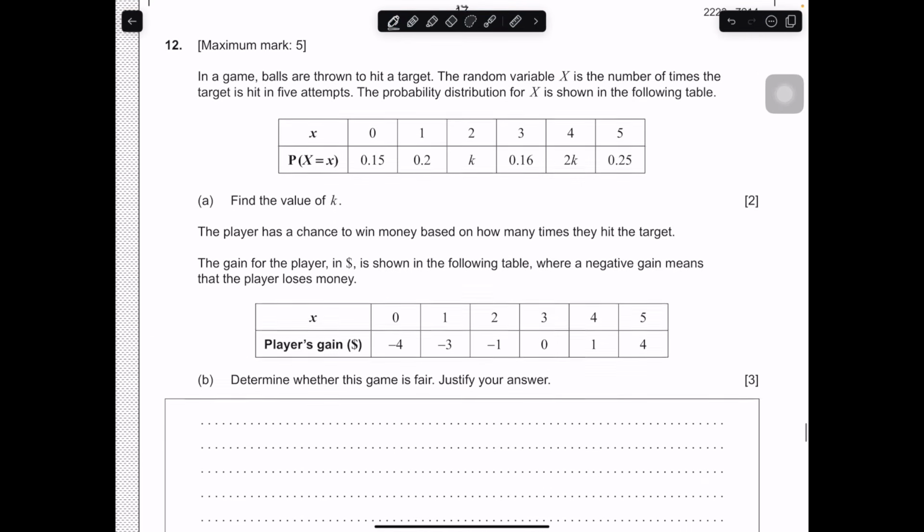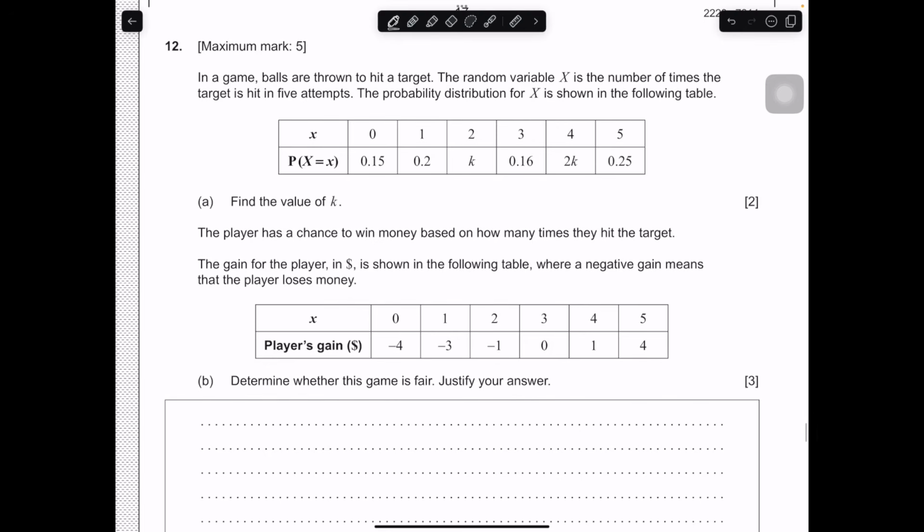All right, 5 mark question. In a game, balls are thrown to hit a target. The random variable x is the number of times the target is hit in 5 attempts. The probability distribution for x is shown in the following table. Find the value of k. So part A, asking us to find the value of k. So probability distribution, what does that mean? We're throwing a ball at a target. X is the number of times the target is hit in 5 attempts. So x is number of times the target is hit.